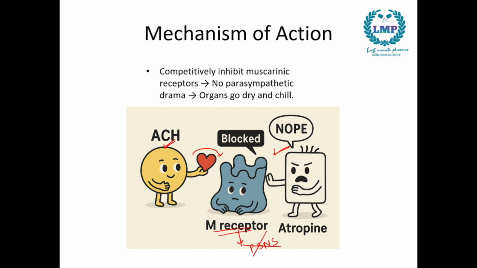Why did I say dry and chill? Because when there are no secretions, your mouth will get dry. This is what the anticholinergic is going to do. It is going to deactivate your parasympathetic nervous system. So I hope till now the mechanism of action is very clear.